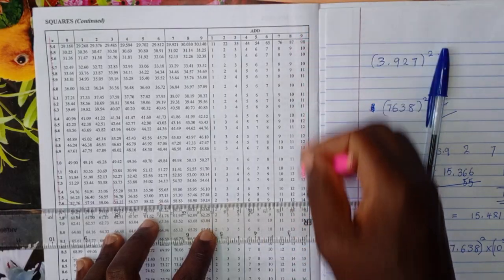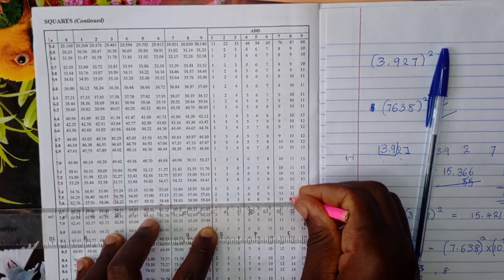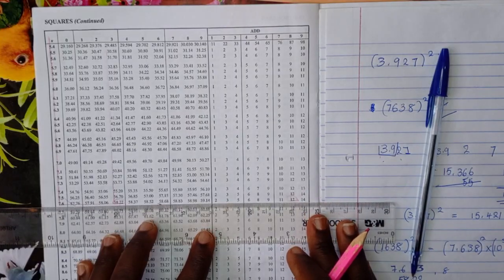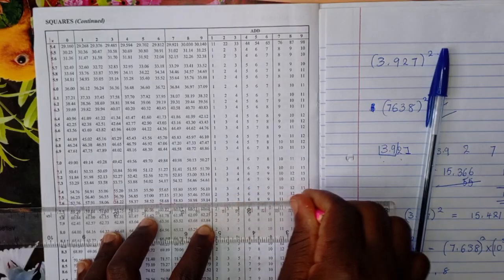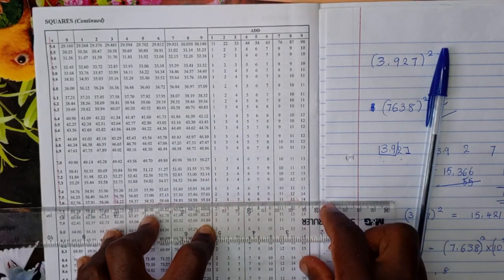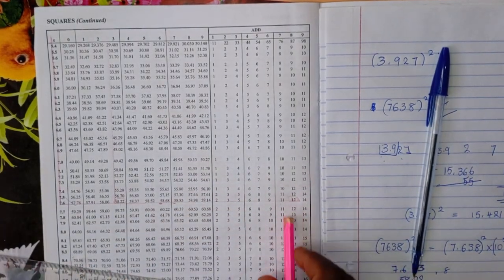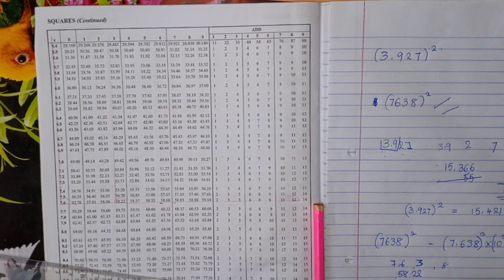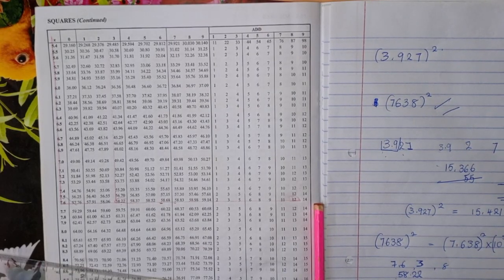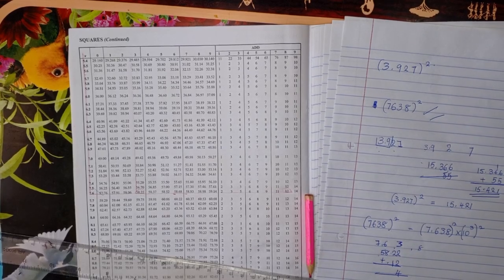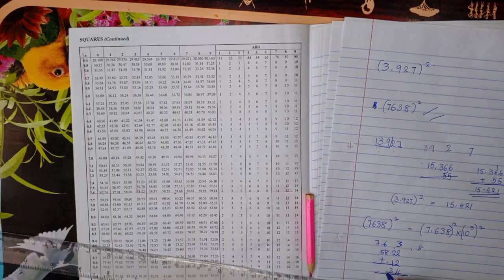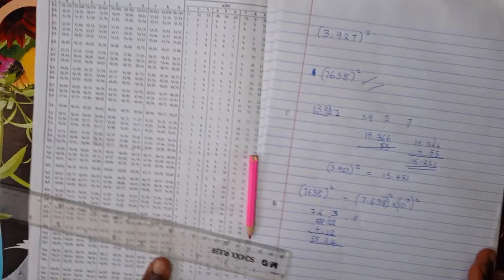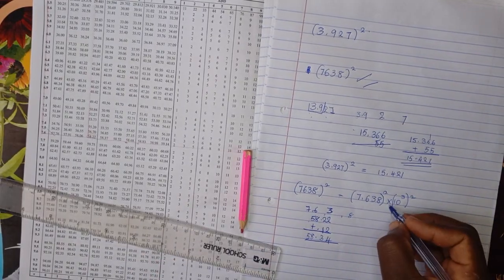Okay, so where is 8? 8 is here. Now it requires us to add 12. Okay, the ruler, I said your ruler is going to help you to be accurate. So we are going to be adding 12. So add that 12. Then remember you have also this part.